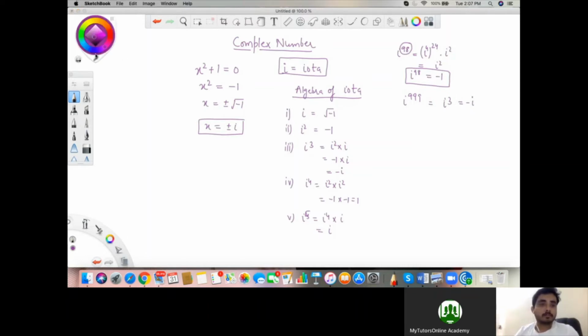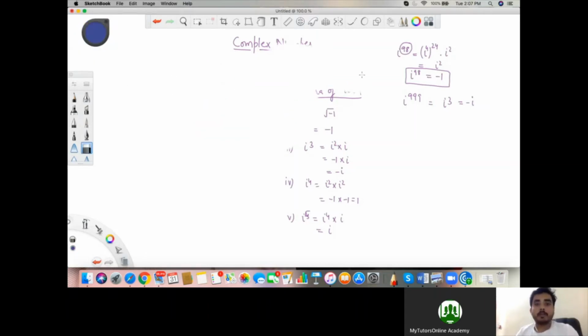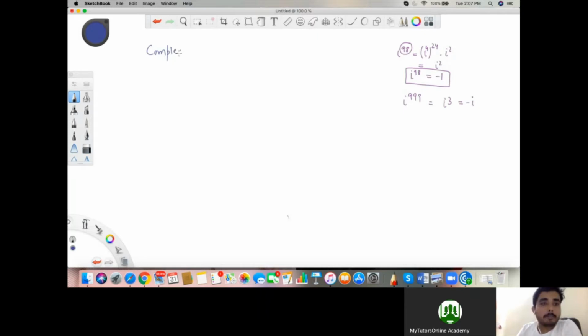Now let us talk about what is a complex number. Now we have studied why we get the need of complex number. Now we will talk about what is a complex number. Any number which can be expressed in the form of a plus iota times b, where iota is what we already know, root under minus 1, and here a and b belong to real numbers. So any number which can be expressed in the form of a plus iota b is called a complex number.